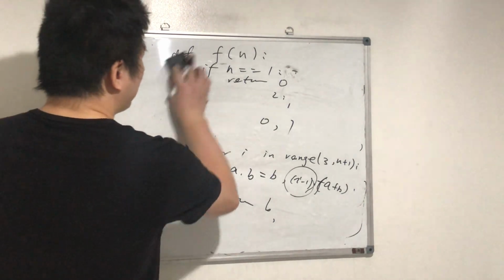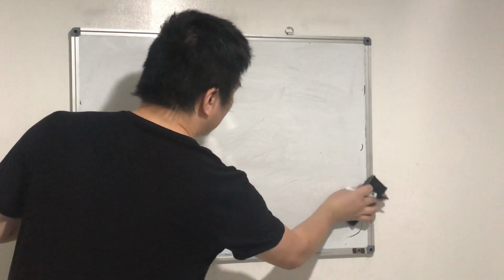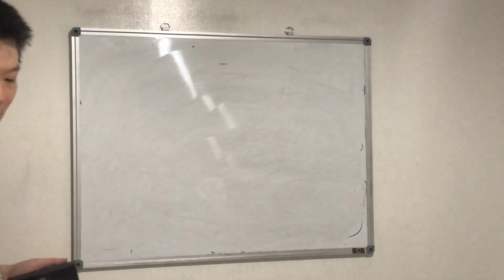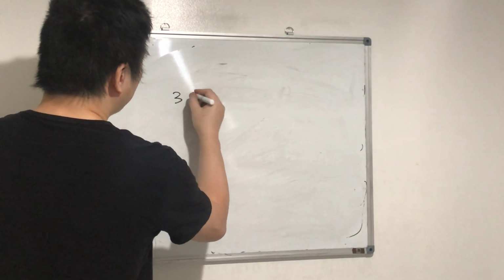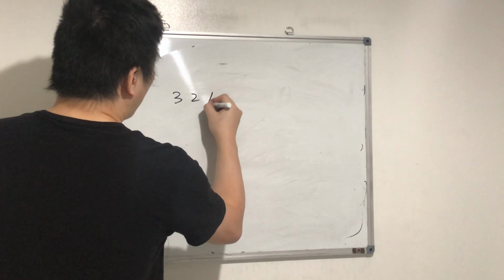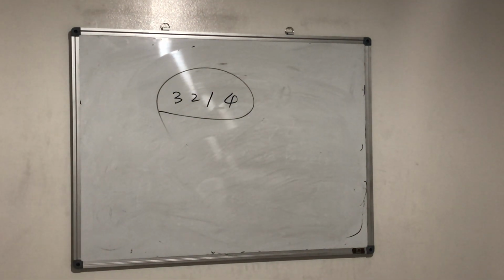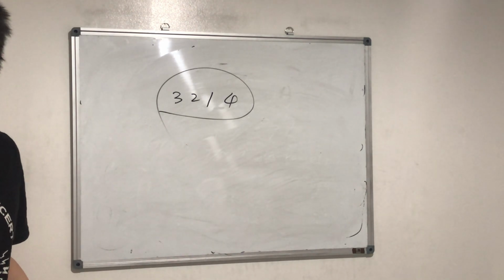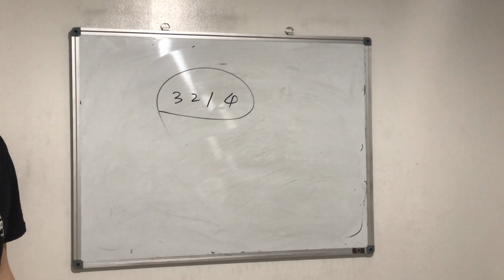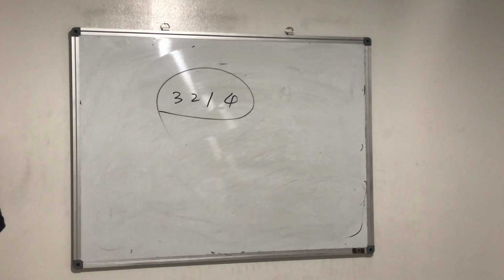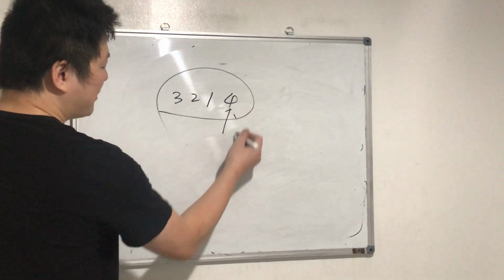Eric, any questions? Do you understand this problem? Derangement, okay, let me give you an example. 3, 2, 1, 4. Is this a derangement? Why is it not? How about 4? 4 is in the original place. It's not, because 4 is in the original place.